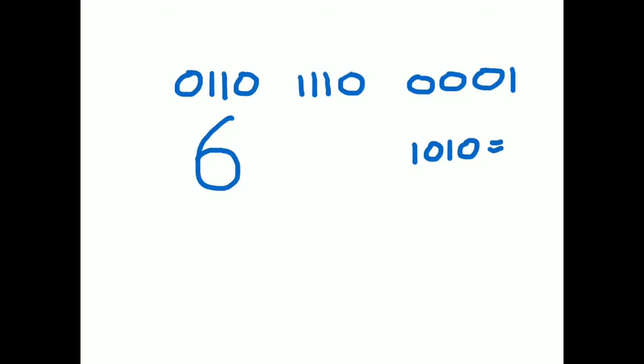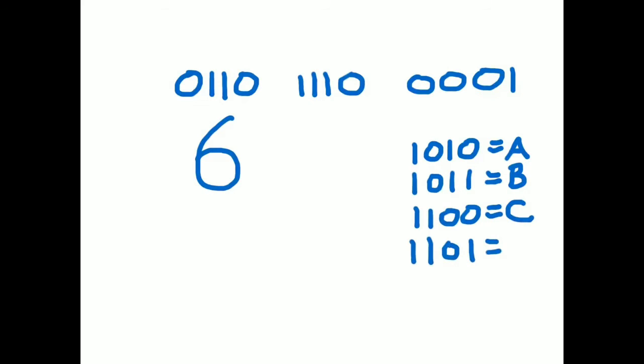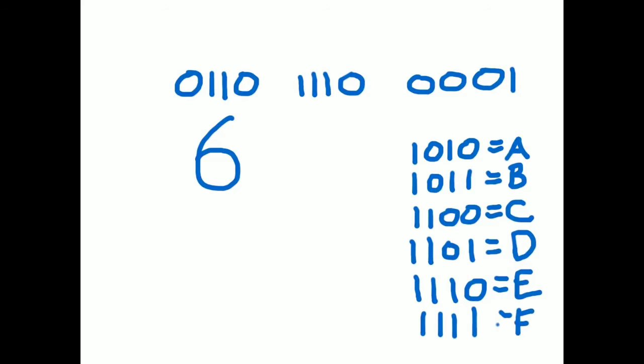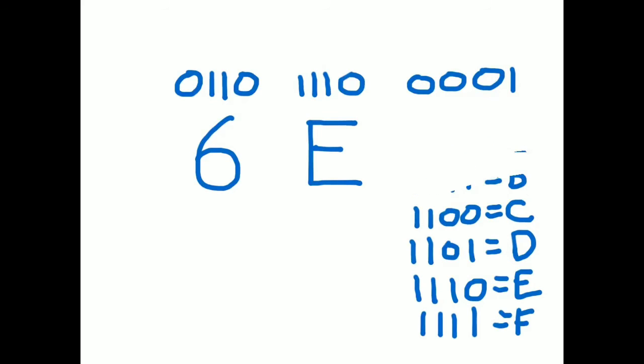We know that 10 is A, 11 is B, 12 is C, and then D, E, and finally F. So all we have to do is match this to the table, and we will see that we want E. And then the last number is very easy, it's just 1. So here we've converted the binary number to what it is in hexadecimal, which is 6E1.